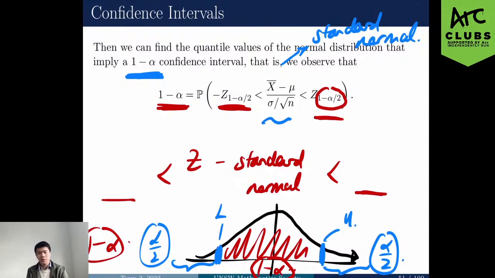Right, and that's all well and good, but we don't have a confidence interval for mu yet. So what we do is we try to make mu the subject of this equation. So I'll write this out again.